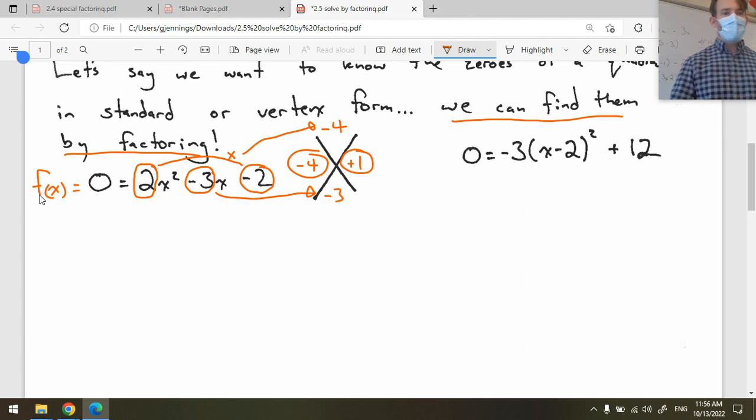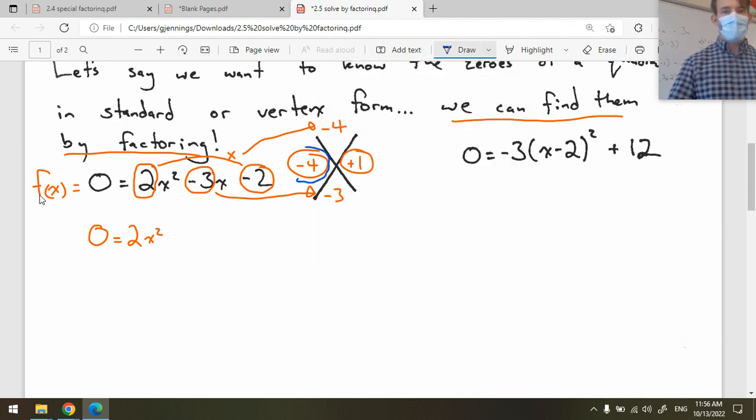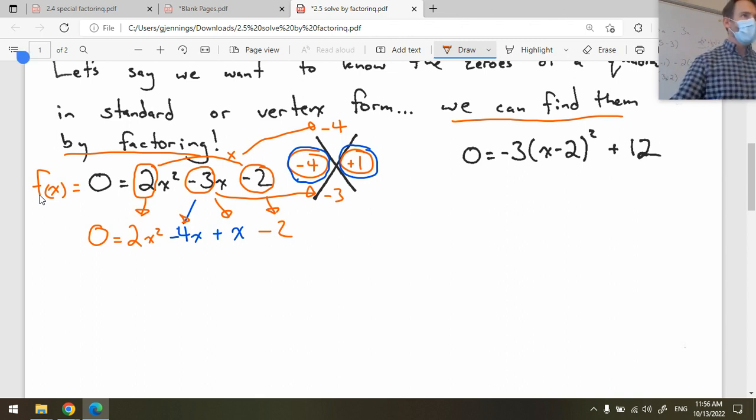Now, we've found these two special numbers, and we can rewrite this quadratic. 0 is equal to still 2x squared, but I'm going to use another color to show you what I do with these two numbers here, and I'll circle them in blue here. These are significant numbers, so I'm circling them many times. So this minus 3x can come down and become instead minus 4x plus 1x. That's the same thing you'll notice as minus 3x, but I wrote it with two different numbers instead. And then still minus 2. This minus 2 comes down itself. 2x squared still comes down. So this is called decomposing the middle term.